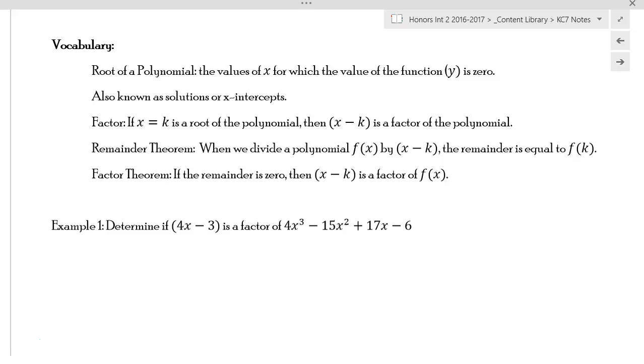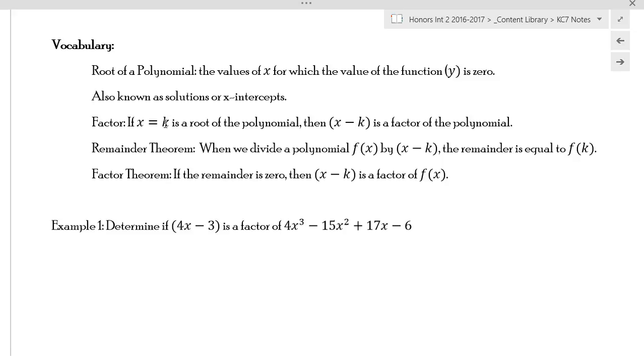A factor is kind of like the opposite of a root. If x equals k is a root of the polynomial, right? So if x equals k is your solution, then your factor is x minus k. We saw this yesterday when we were looking at synthetic division, right? If it was x minus k, we would change the sign, minus to plus, and x equals k, and that's what you use to do your synthetic division, okay? So you can easily switch between a factor and a root.